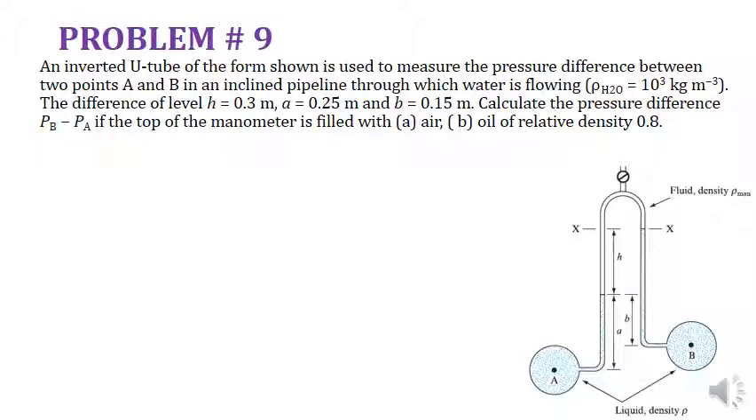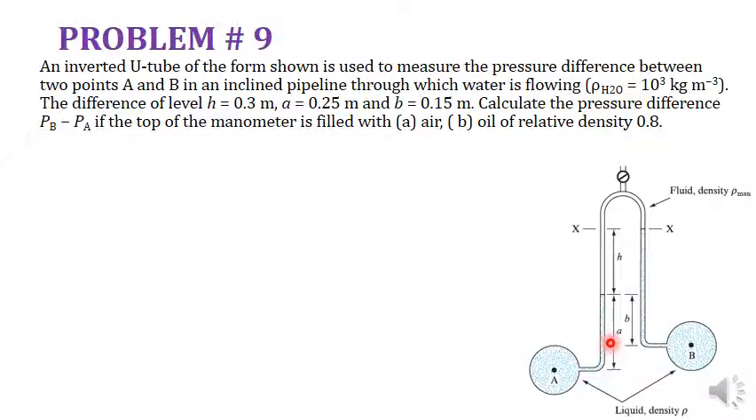Now problem number 9, which represents this particular system, and for this system again the equation has been derived and given in our part 2. You have an inverted U-tube of the form shown, used to measure the pressure difference between 2 points A and B. Again the pressure difference is required to be determined from point A till point B, where the points A and B are not at the same level, they are going to give you some differentiation between both of the levels.